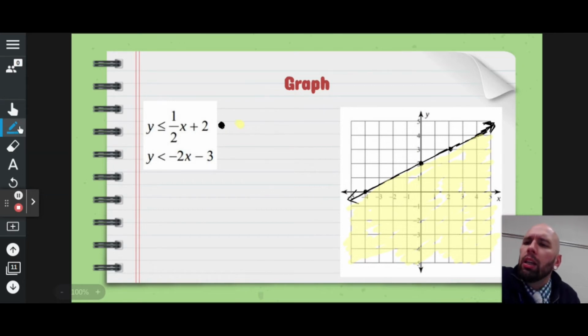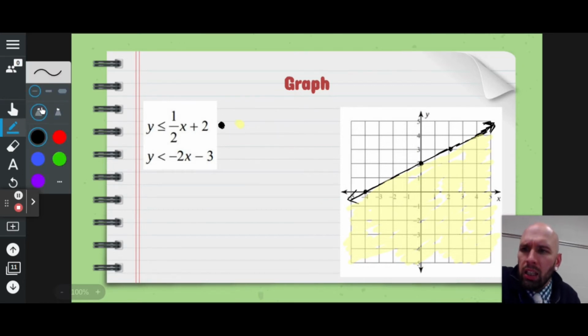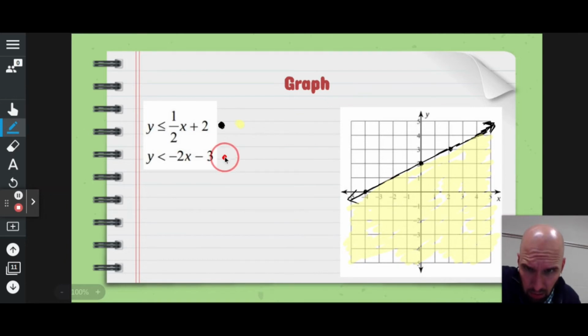Let's graph the next line and let's choose red. I can graph this one right away, put a dot at negative 3 right there. My slope is negative 2 over 1, so I'm going to go up 2, left 1, up 2, left 1, up 2, left 1. I can also go down 2, right 1.